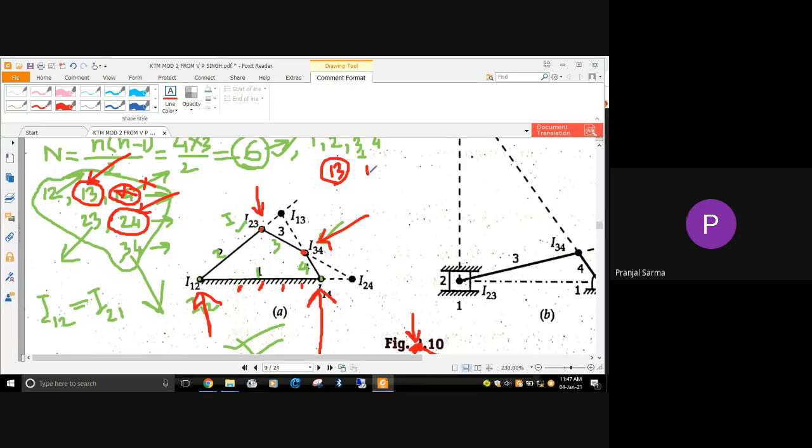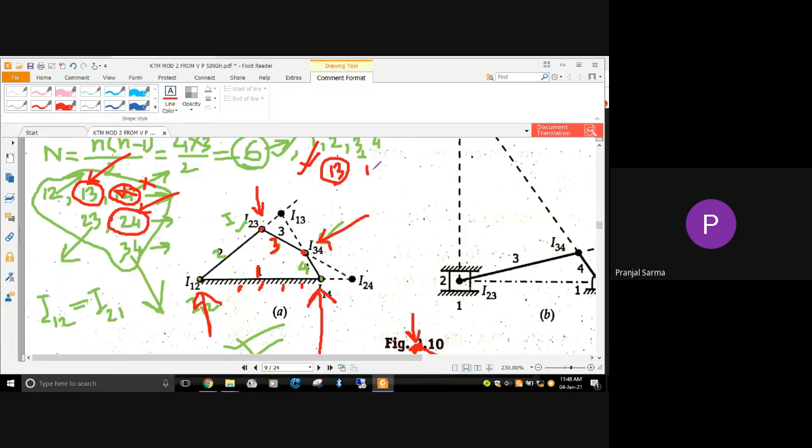Now, to use Kennedy's theorem, what is required? It requires 3 bodies, and these 3 bodies should have planar motion between them. To find I13, definitely 1 and 3 have to be considered. These are the 2 bodies, so 1 and 3 will become 2 links, and apart from that I require another link. That means 1 is done, 3 is considered done. Let's consider 1, 4, and 3.